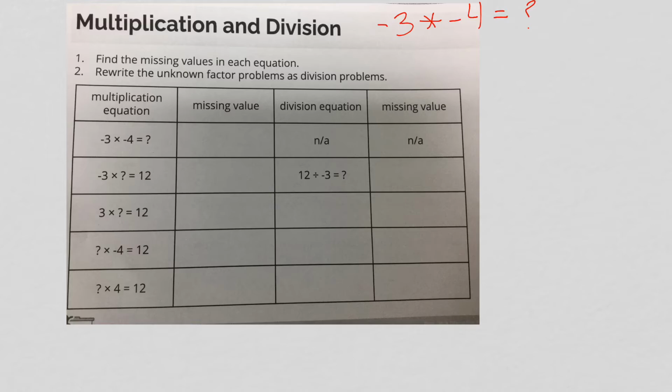Okay, so -3 can be rewritten as -1 times 3. You can see I put it in parentheses so that I know that -1 times 3 is equal to -3. And -4 is really equal to -1 times 4. So when we are looking for the missing value, we have 3 times 4, which is 12, times -1, which becomes -12, times -1 again, which leaves us with +12. You can see that there's not a division equation there because the missing value was already going to be the product in this multiplication equation.